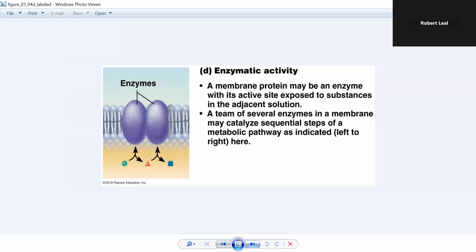Or it may be an enzyme. You have enzymes free floating around in the cytosol of the cell, also in organelles, but it looks like in this case, it may also be embedded in the cell membrane. And recollect, enzymes help speed up chemical reactions. And again, enzymes are proteins, but not necessarily every protein is an enzyme.